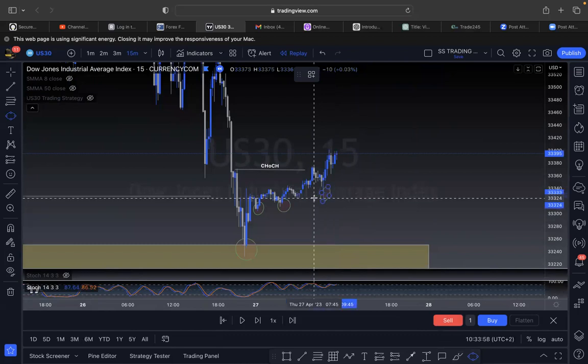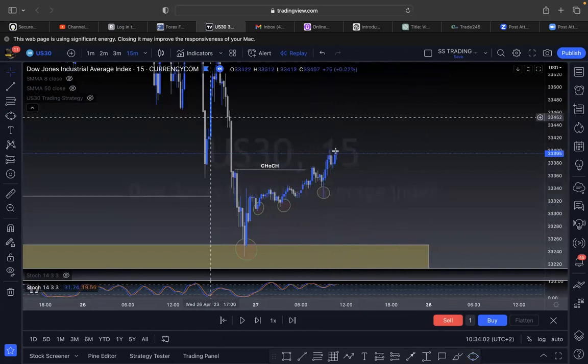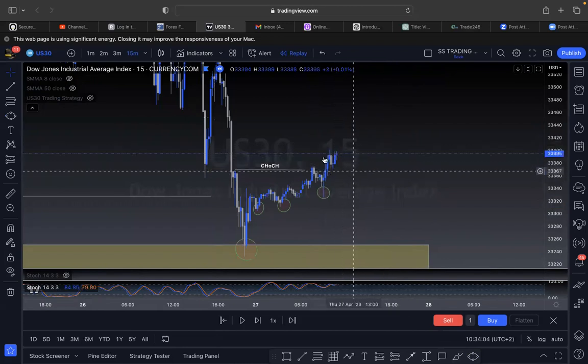So we've been maintaining these lows. Can you see these lows? We've been maintaining these lows, right? And then let's go a little bit forward.